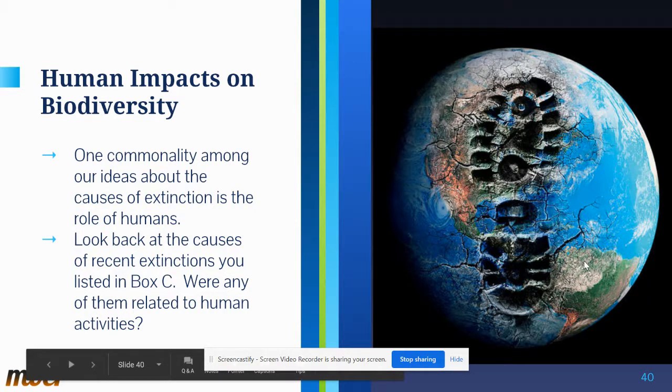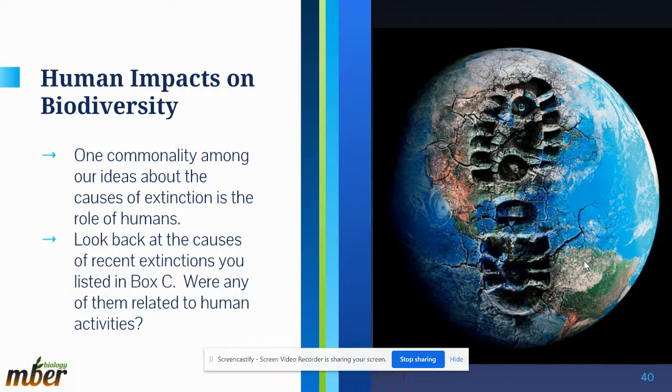So, human impacts on biodiversity. One of the commonalities among our ideas about the causes of extinction is the role of humans. We are contributing to this. Look back at the causes of recent extinctions you listed in box C. Were any of them related to human activities?